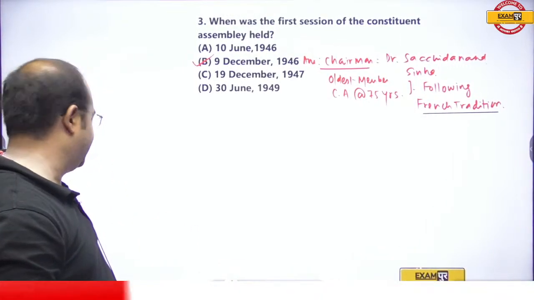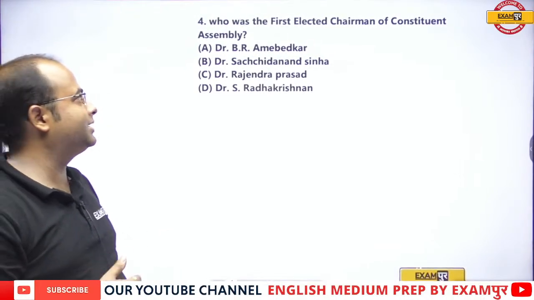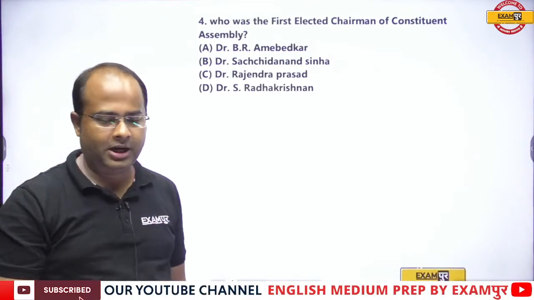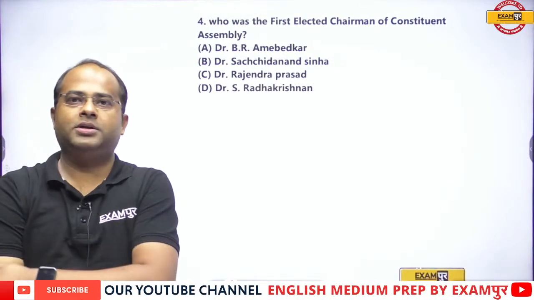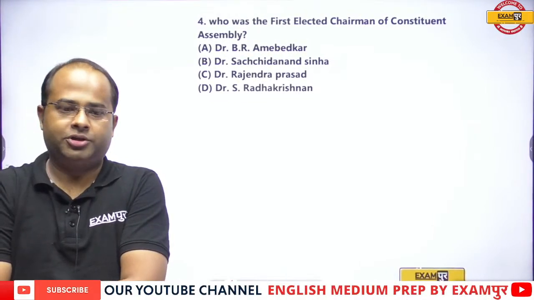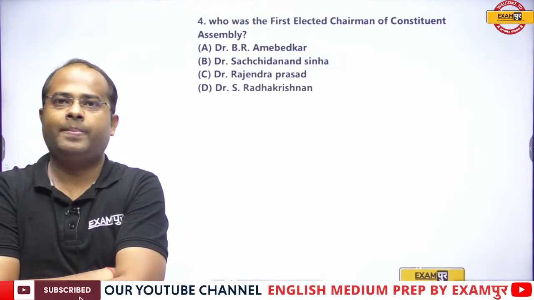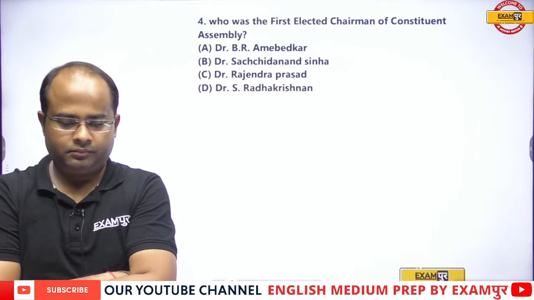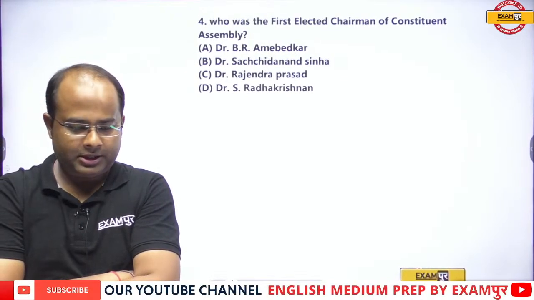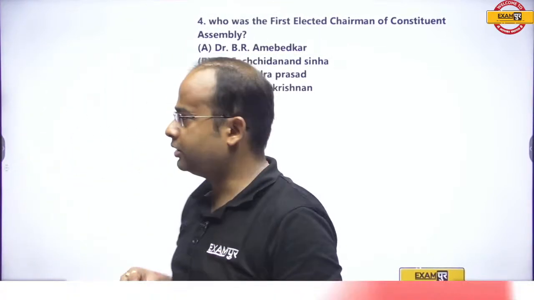Now let's move to the next question. The question was: who was the first elected chairman of the Constituent Assembly? Is it Baba Saheb Ambedkar, Dr. Sachidanand Sinha, Dr. Rajendra Prasad, or S. Radhakrishnan? Who was the elected chairman of this Constituent Assembly? That is the question. Okay, let's see the correct answer. Very good. Everyone is going with option C, that is Dr. Rajendra Prasad.